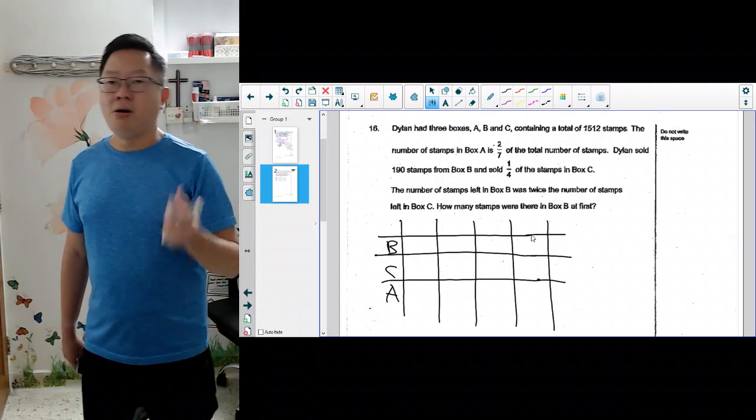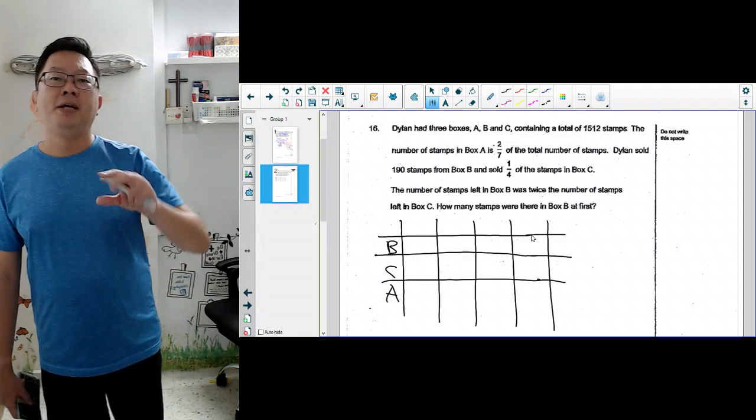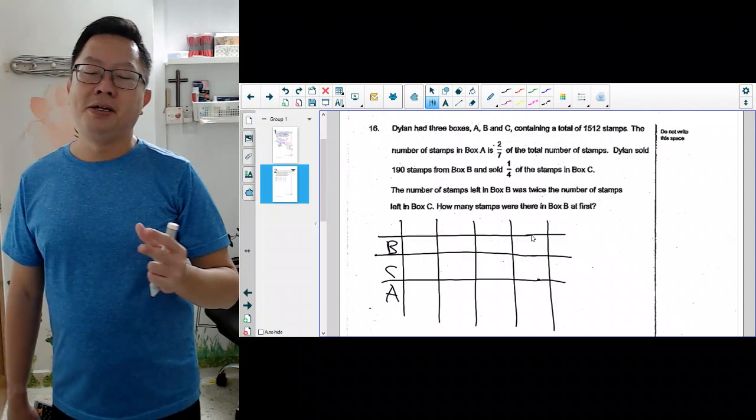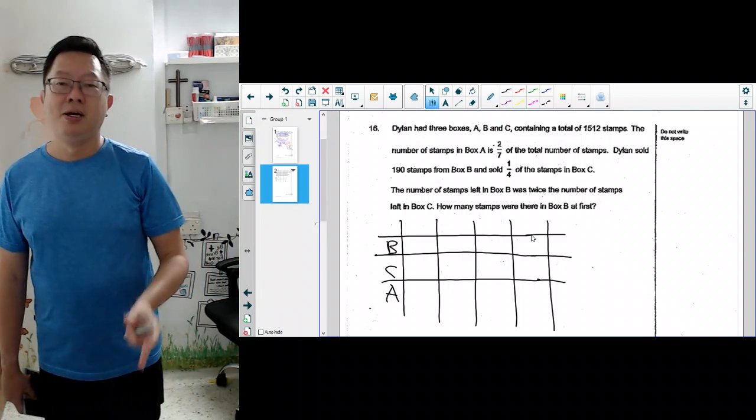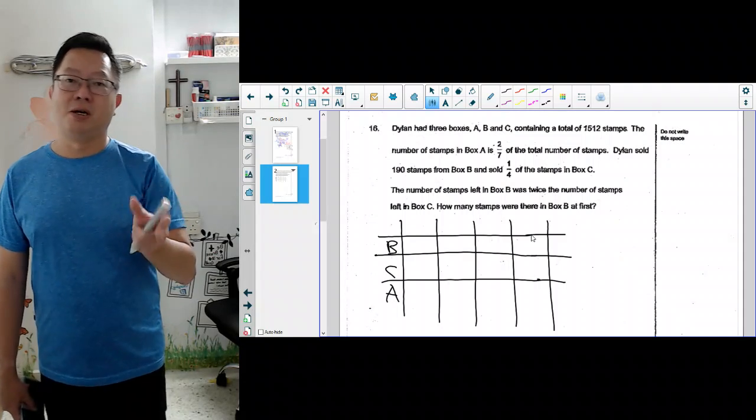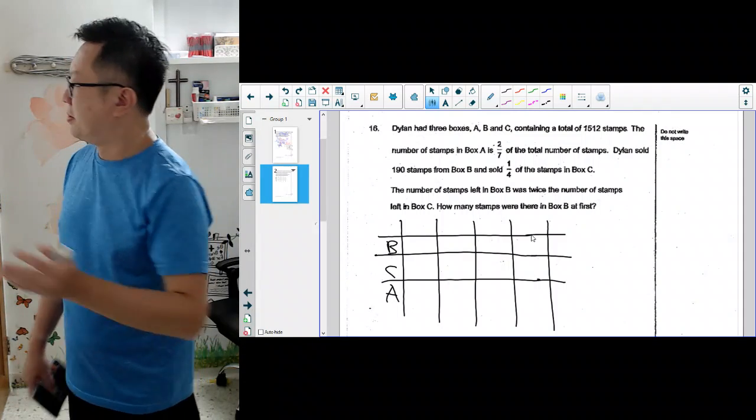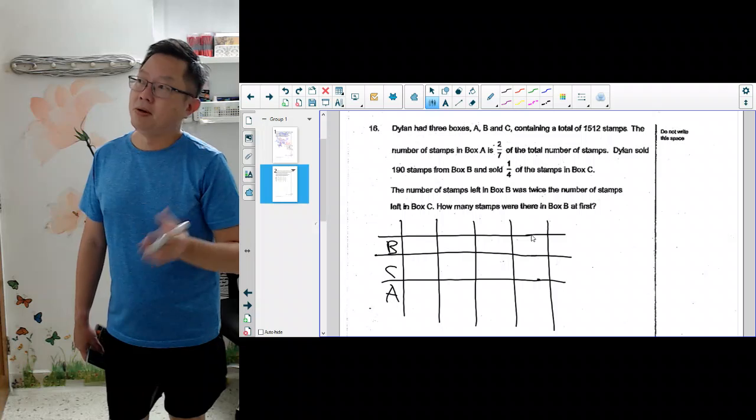After you put all the numbers in the boxes, a good table is something where you don't need to look at the question as well. You just look at the table to solve the problem. So let me show you how to use a table for this hard problem.